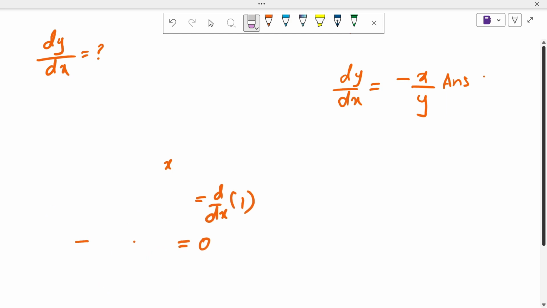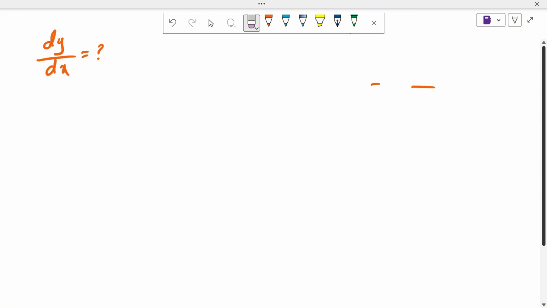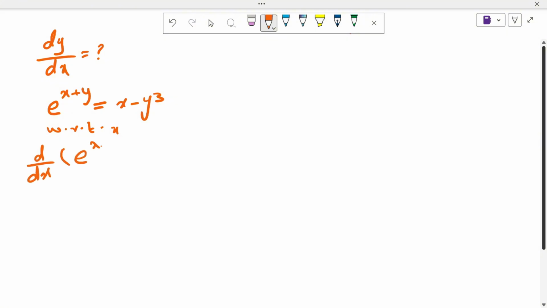Now we are going to find the derivative of another implicit function, that is e power x plus y equal to x minus y cube. That is an implicit function because we don't have x as a separate and y as a separate. They are given in a mixture. So first we will apply the derivative on both sides. So d by dx of e power x plus y, and d by dx of x minus y cube. The derivative of exponent is always equal to the same, but here we have x plus y as a power, so we will apply the chain rule.